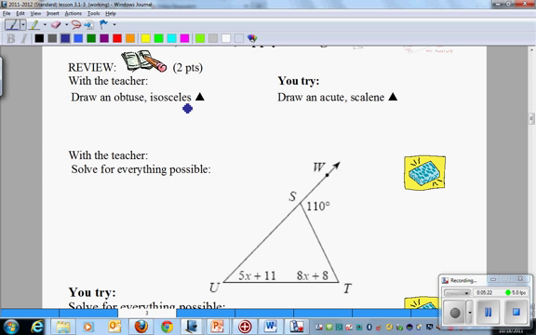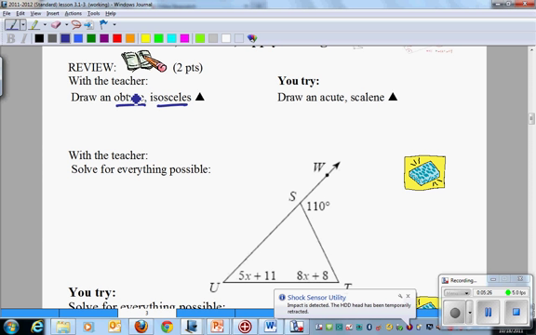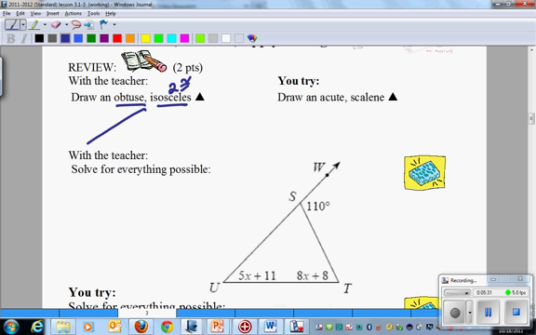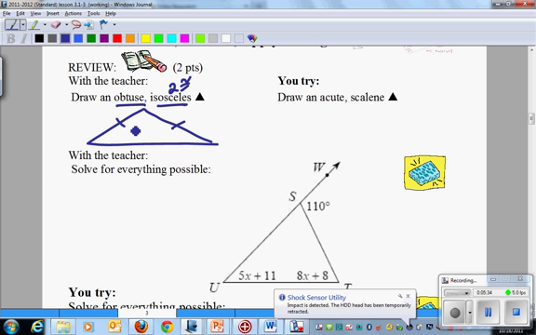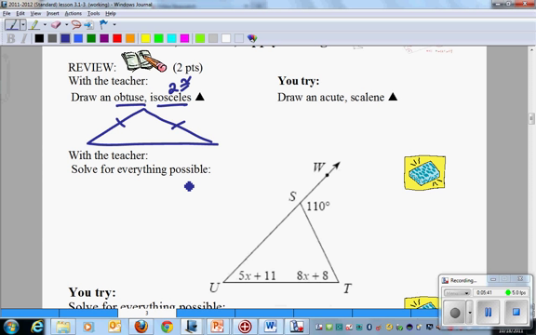An obtuse isosceles triangle describes the same. Obtuse is greater than 90, isosceles, two equal sides. So an obtuse isosceles triangle looks like so. Now you have to start combining descriptors. An obtuse isosceles triangle looks like so.